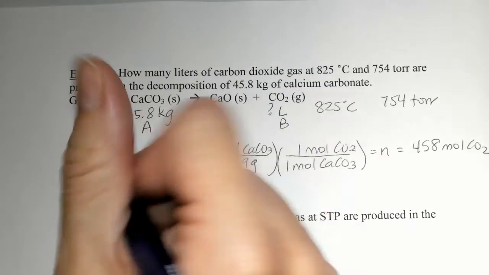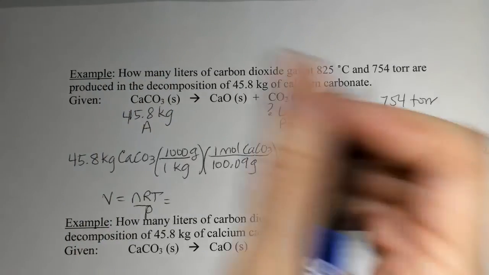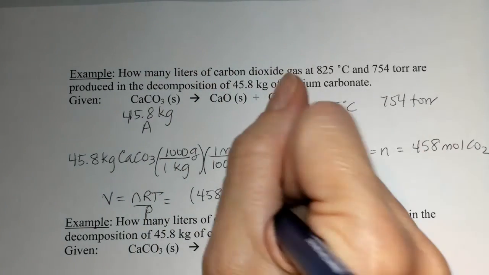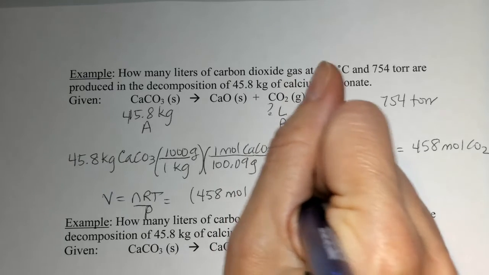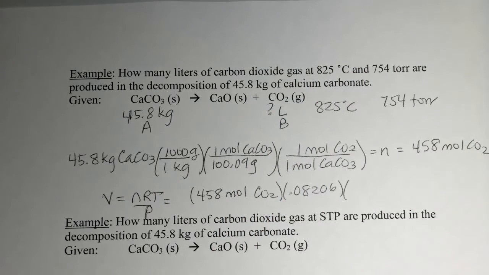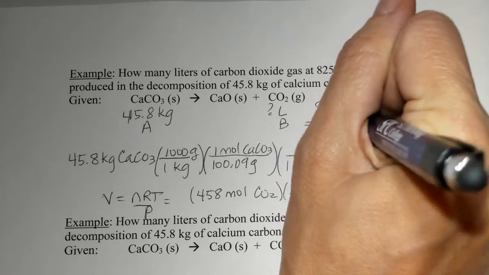Now I can use PV=nRT. Volume will be nRT over P. I have 458 moles of the CO2 gas. R 0.08206. Temperature, don't forget to convert to Kelvin. 825 added to 273 is really 1098 Kelvin.